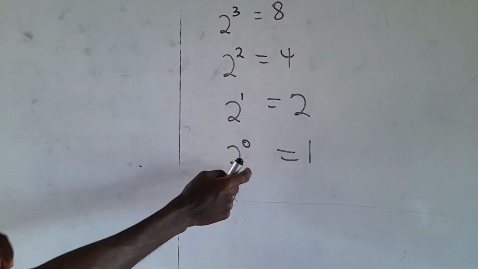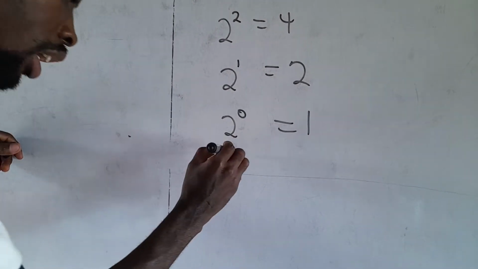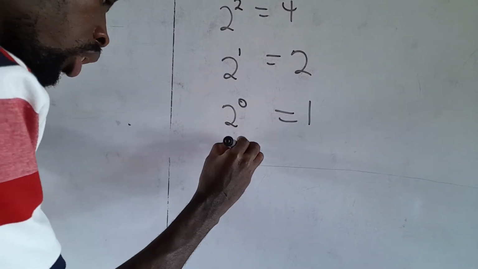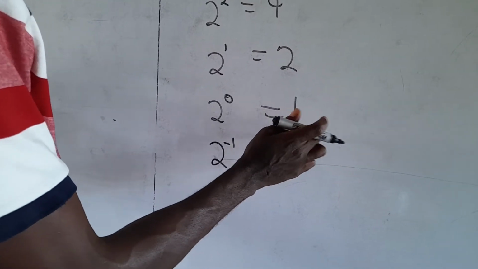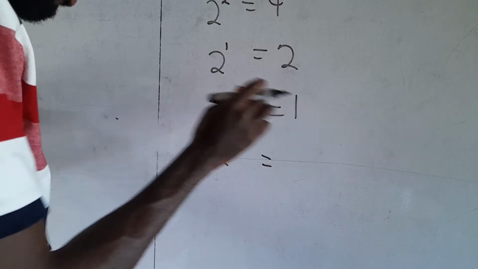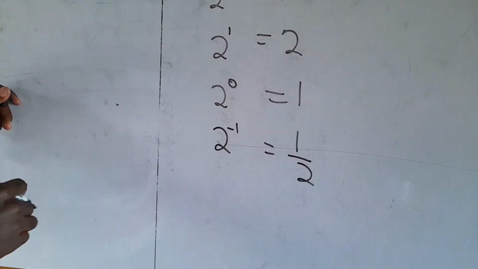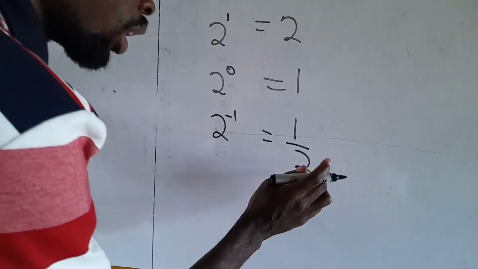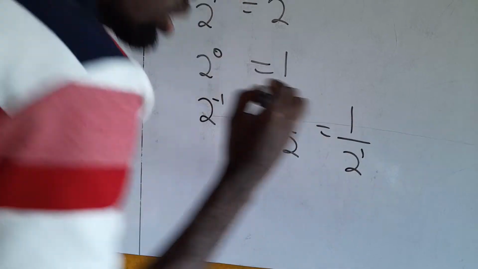Now when this exponent decreases by 1 again, what are we having? We have 2 exponent negative 1. So what do we do? To get that, we divide the subsequent answer by the base, which is 2. So that will be 1 divided by 2. That's half. We can rewrite this as 1 over 2 exponent 1.